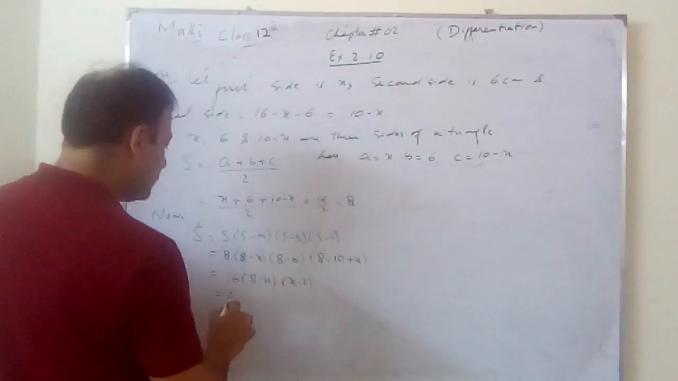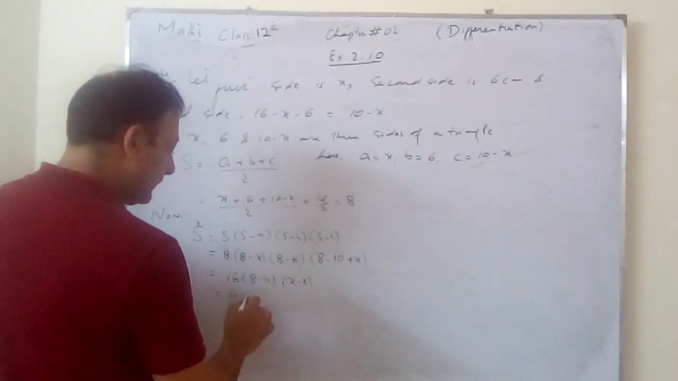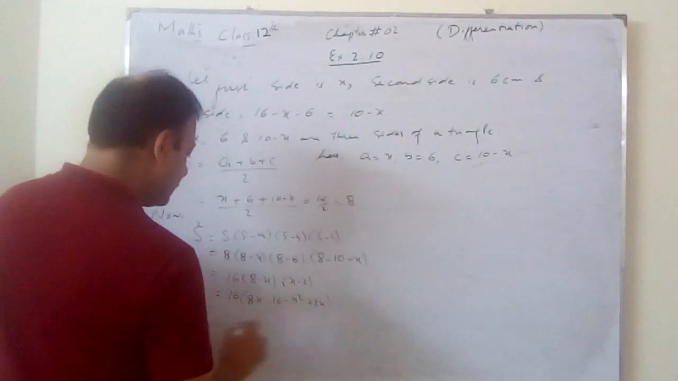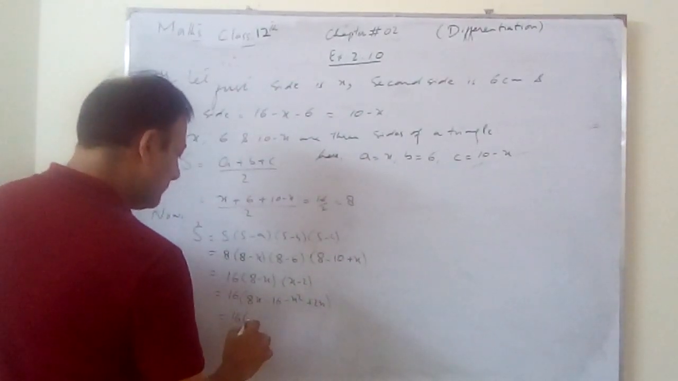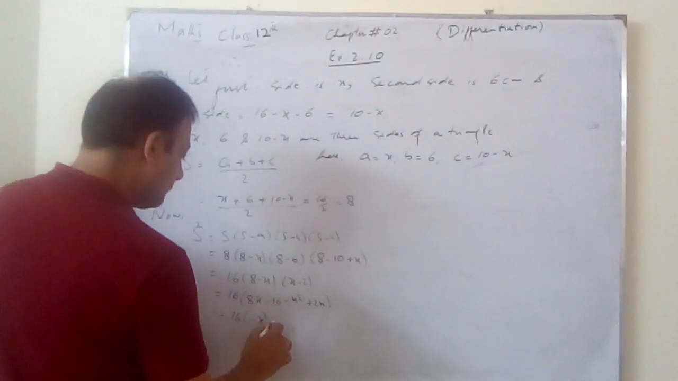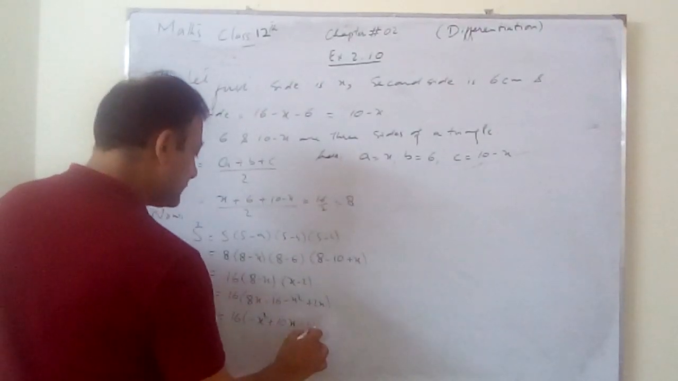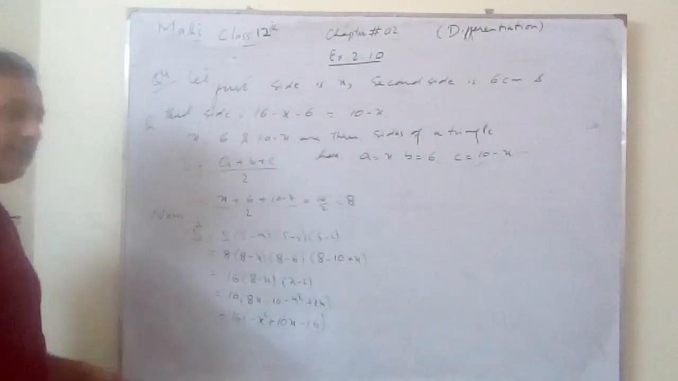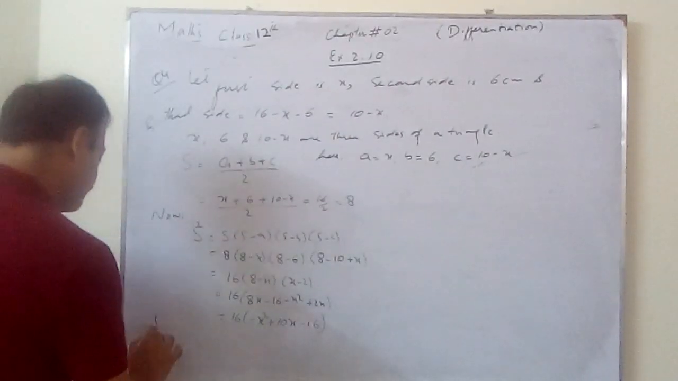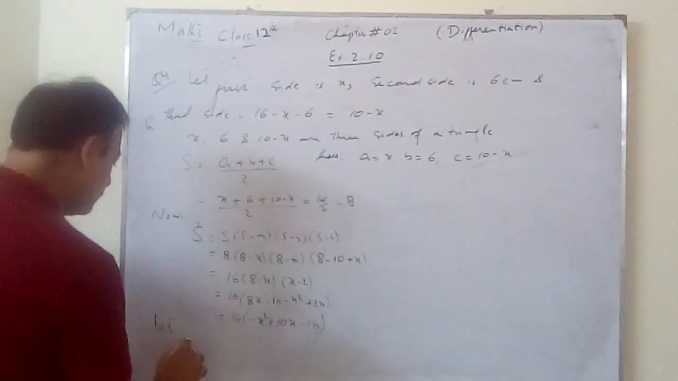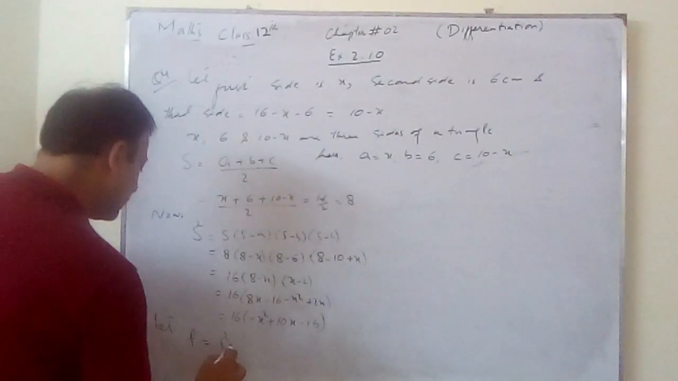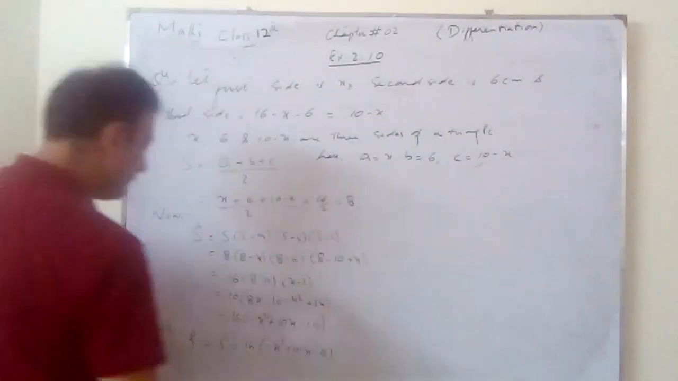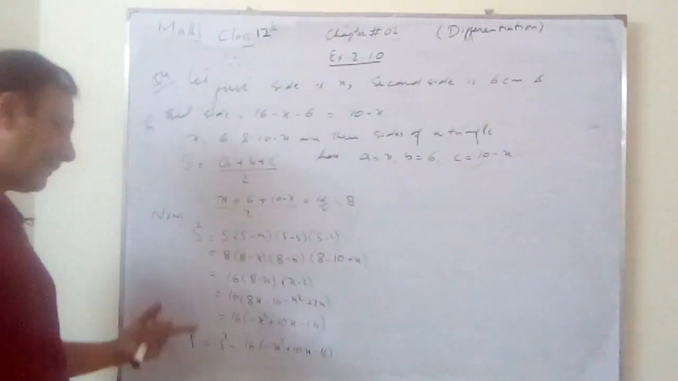So what is the answer here? 16 into 8x minus 16 minus x square plus 2x, that is 16 into minus x square plus 10x minus 16. This is the value of s square. To simplify this, f is equal to s square, that is 16 into minus x square plus 10x minus 16. We take s square as f.